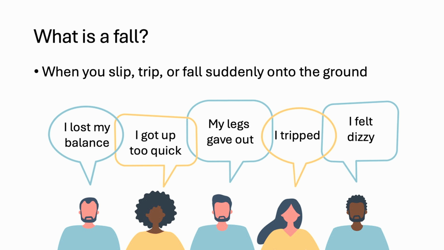So what is a fall? And I hate to use the actual word in the definition. I thought that was a faux pas, but it was kind of challenging. So really, it's when you slip, trip, or fall onto the ground, or perhaps a lower surface, like onto a bed or onto a piece of furniture.